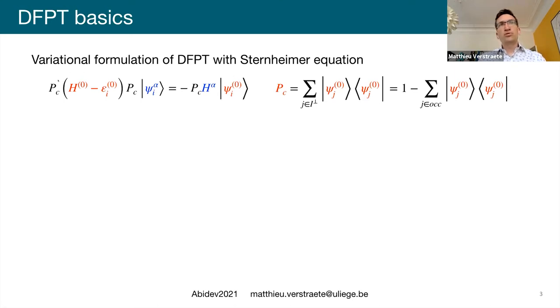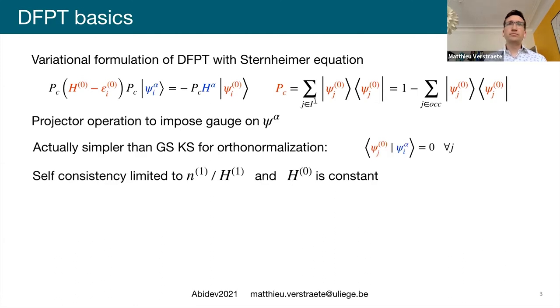So the equation looks quite a bit more complicated than the normal Kohn-Sham equations. And in particular, you use this projector function P_c, which projects out the occupied subspace. And this is done in order to guarantee that your perturbed state has a well-defined gauge. And this projector P_c is still a ground state quantity, so it just depends on the different occupied states, psi_j, and you can write it as 1 minus the sum over all the occupied states, or just the sum over the perpendicular orthogonal subspace. Okay.